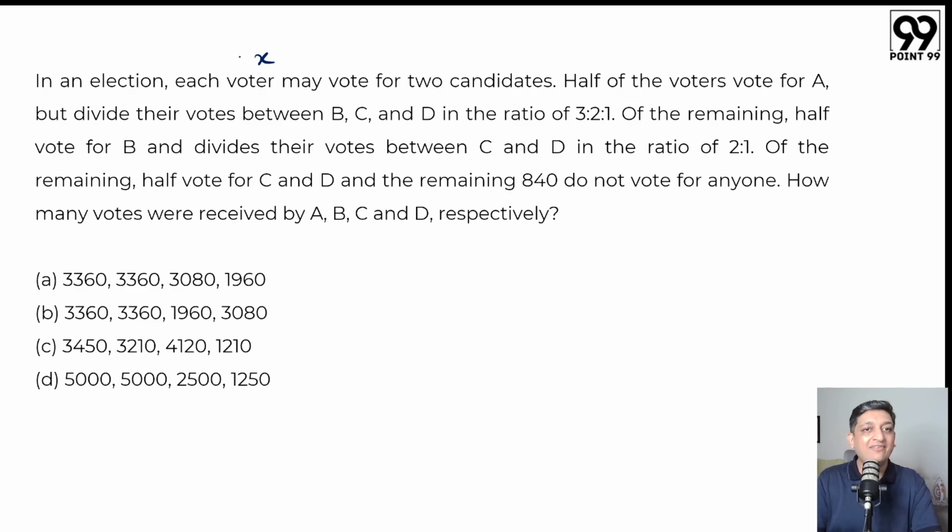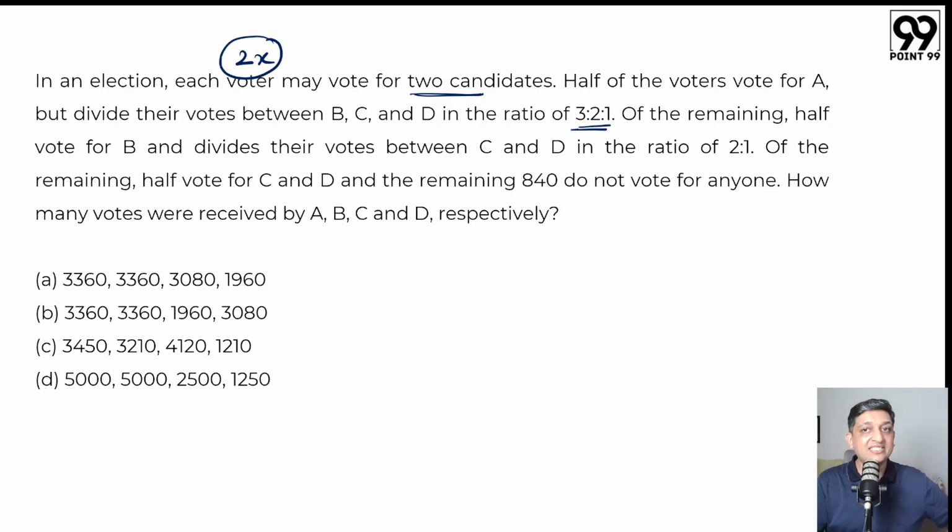So what will I do? I will take it as 2X. Let's say if I take this as 2X, X voters vote for A, but divide their votes. Now, we are not talking about X voters voting for A and dividing the other people's votes. No, because this is a special kind of election wherein two candidates are voted for. So half of the voters voted for A, but these half voters again split their votes between B, C and D in the ratio 3:2:1.